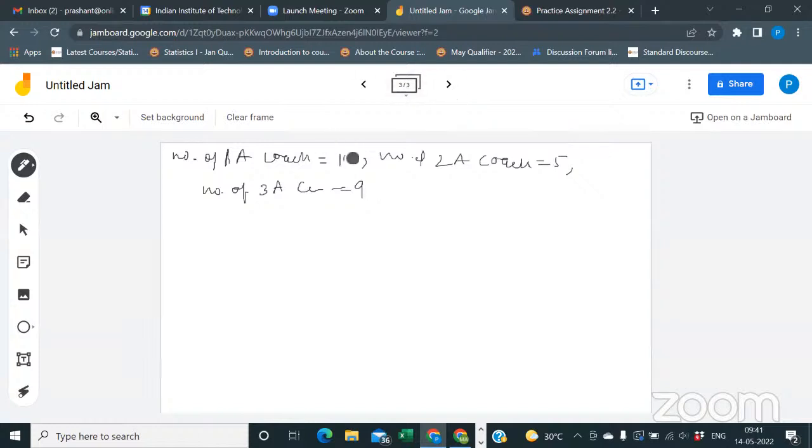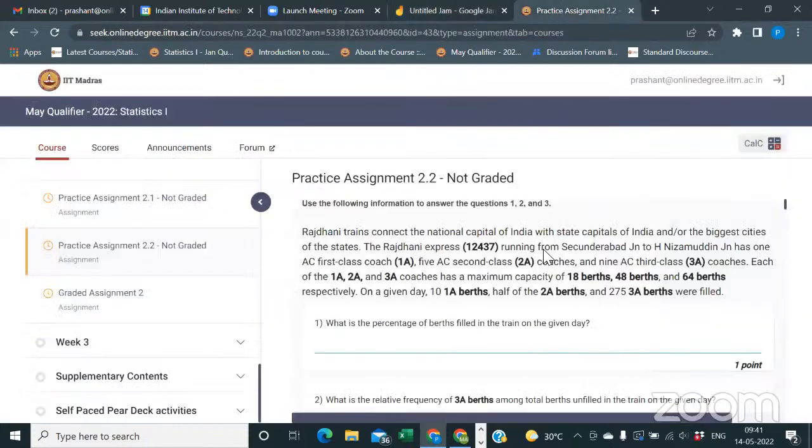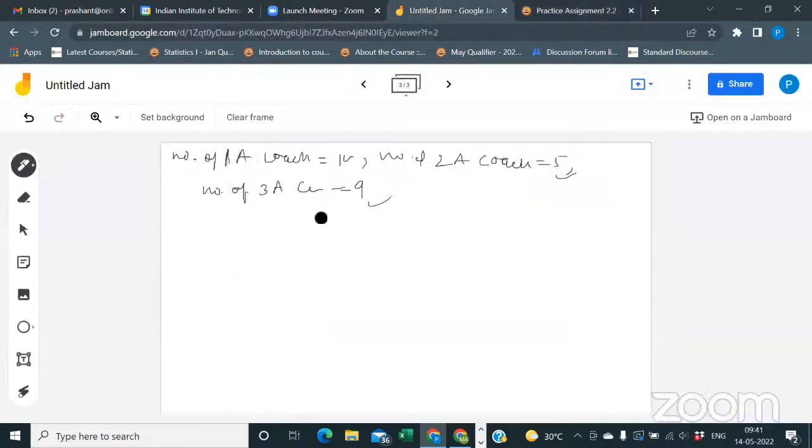See, for first AC there is 1 coach, for second AC there are 5 coaches, and for third AC 9 coaches. In the question it says that a first AC coach has a maximum capacity of 18 berths, second AC has 48 and third AC 64. So what will be the maximum capacity for first AC? It will be 18 into 1, because you have only 1 coach.